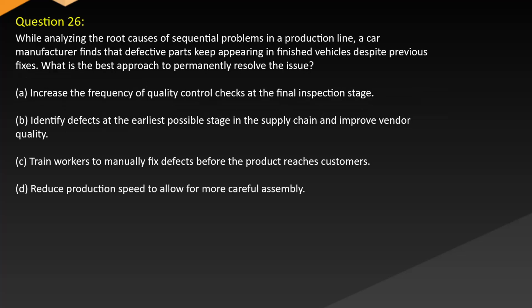Question 26. While analyzing the root causes of sequential problems in a production line, a car manufacturer finds that defective parts keep appearing in finished vehicles despite previous fixes. What is the best approach to permanently resolve the issue? A. Increase the frequency of quality control checks at the final inspection stage. B. Identify defects at the earliest possible stage in the supply chain and improve vendor quality. C. Train workers to manually fix defects before the product reaches customers. D. Reduce production speed to allow for more careful assembly.